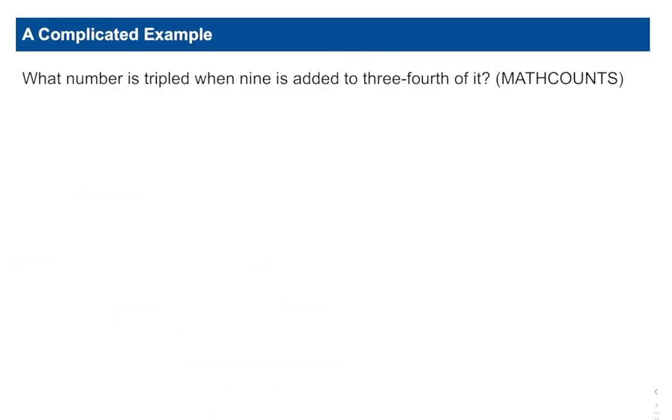Now let's see this more complicated example. What number is tripled when 9 is added to 3/4 of it? This one, without using a variable, is not easy to solve. So let's assume this number is n. Now, this number is tripled when 9 is added to 3/4 of n.